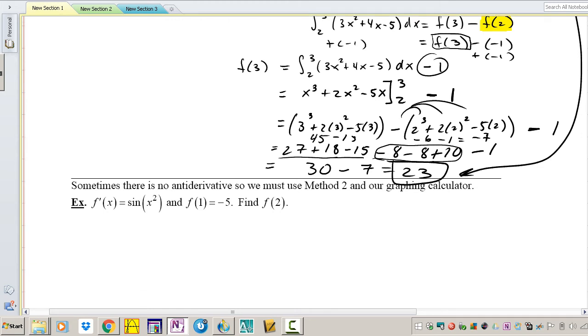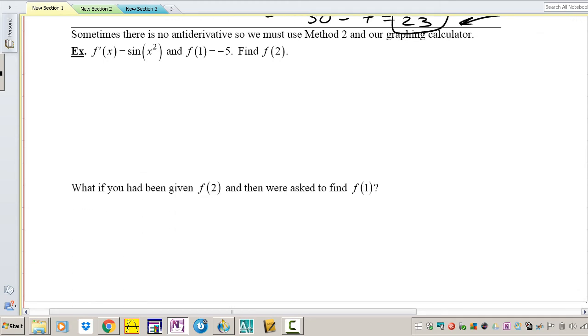Now, sometimes you're going to come across a problem where there is no antiderivative. So for example, how would you do the antiderivative of this problem? Let me read the problem. f prime is equal to sine x squared, and f of 1, which is the same thing as the point (1, negative 5), is on the point of f, not f prime. And you want to find f of 2.